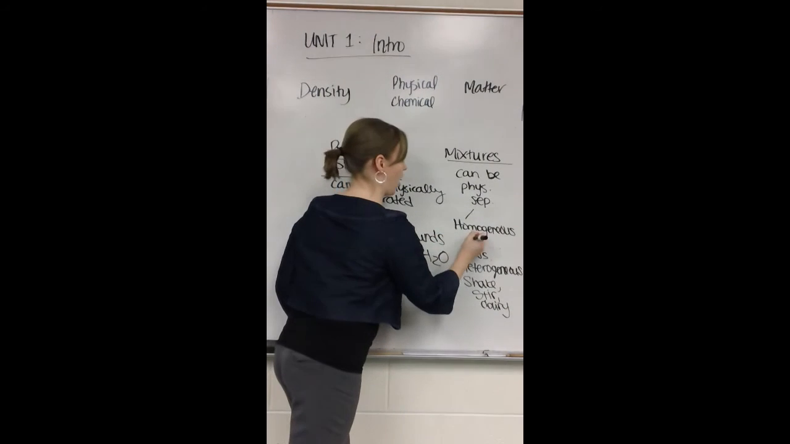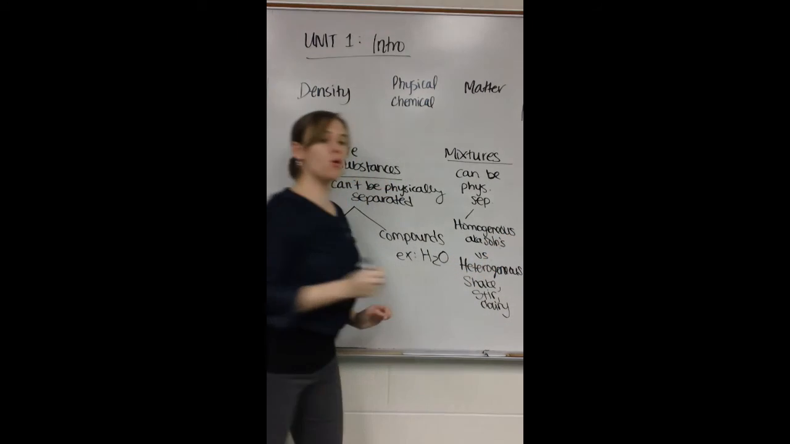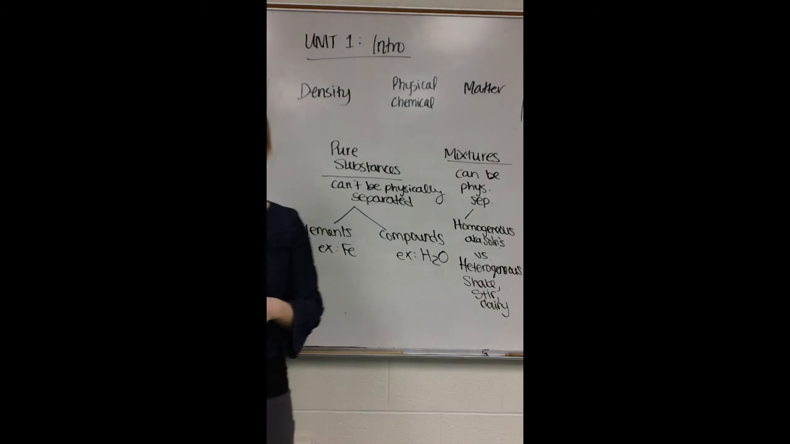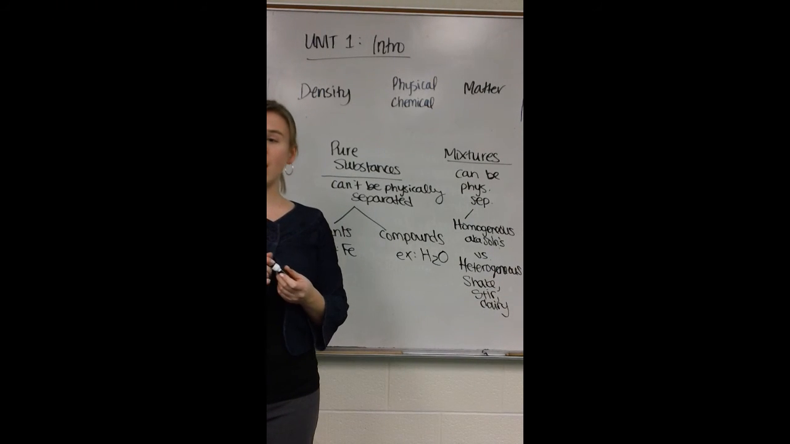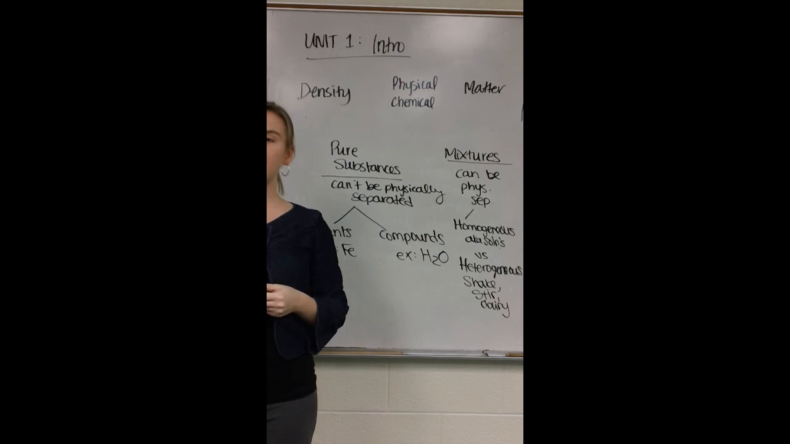Homogeneous mixtures are also called solutions. So whenever you dissolve something, like dissolving salt in water, you're making a homogeneous solution. Really common examples: air is a homogeneous solution, gasoline is a homogeneous solution, and things that are a mixture of two elements like brass and bronze, they are homogeneous solutions.